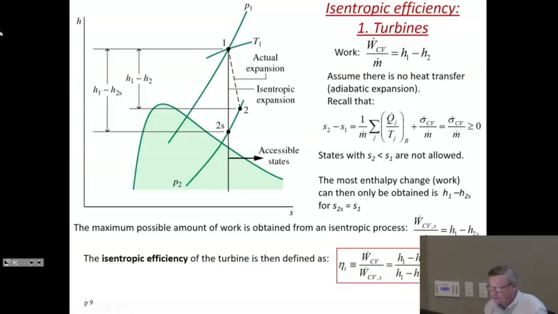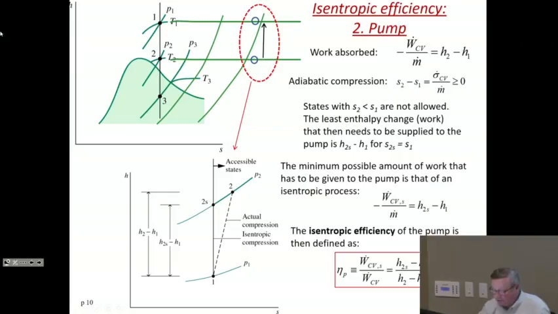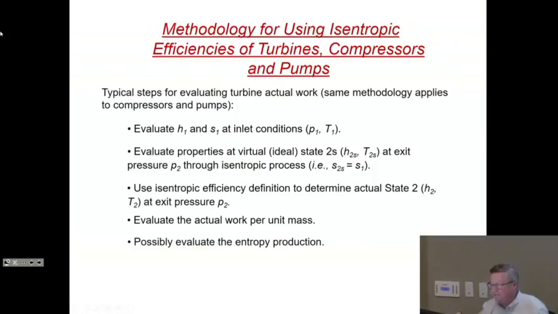Just like in the previous view graph, you get less work out of your system because the real H1 minus H2 is smaller than the H1 minus H2s. Just in the same way, in the pump, the real work you're going to have to put in is larger than the work you would calculate if the transformation were isentropic. This is why these machines can be characterized by an internal efficiency, an isentropic efficiency, that gives you, in fact, the amount of irreversibilities that go on in the machine.